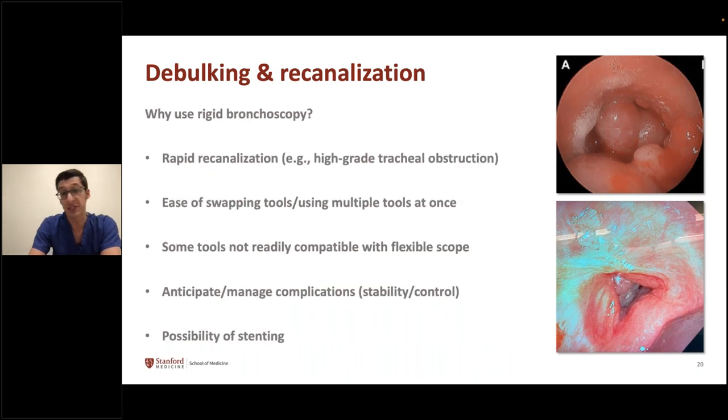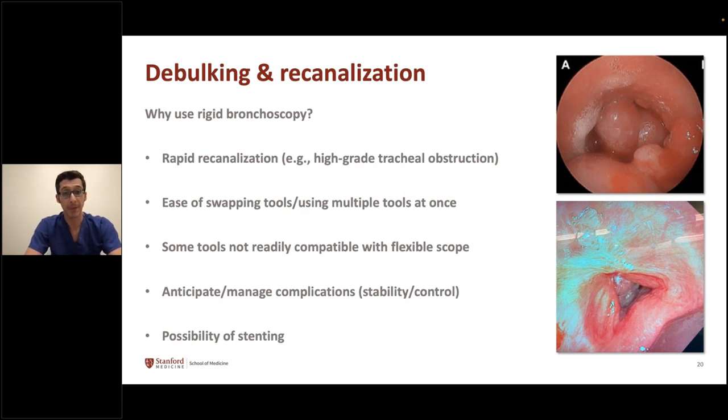So when we're specifically talking about debulking tissue from the airway, why would one use rigid bronchoscopy? Well, one reason is the need for rapid recanalization. Patients, for example, with high-grade tracheal obstructions, where you need to get in fast and alleviate obstruction and restore ventilation, or patients who have lesions that are so serious or so firm or so obstructive or so distal that you might not be able to bypass them with an ET tube alone.